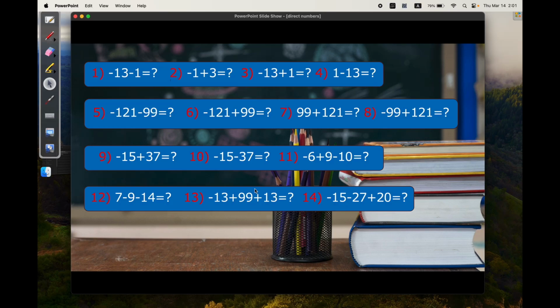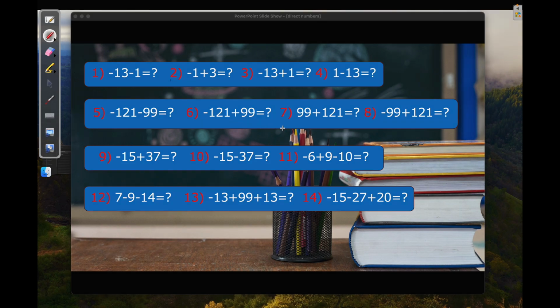Hello everyone, welcome back to our maths course. Today we are going to start by revising these questions. This was an assignment from last lesson, so let's see if you got the answers correct. Let's get started without wasting time.